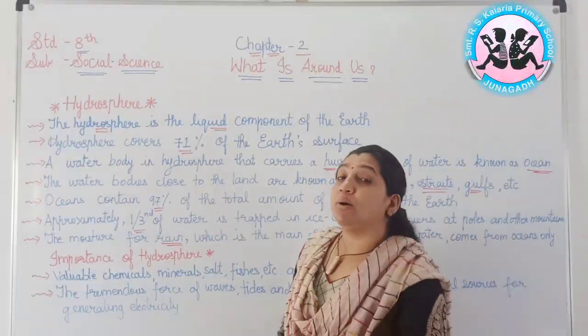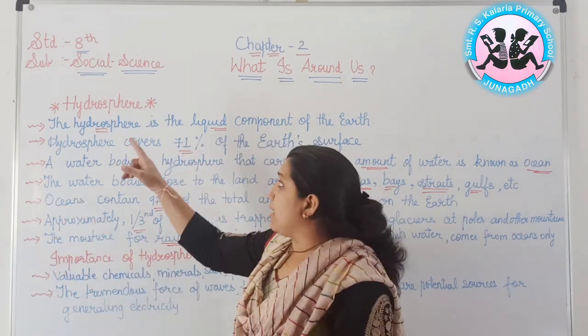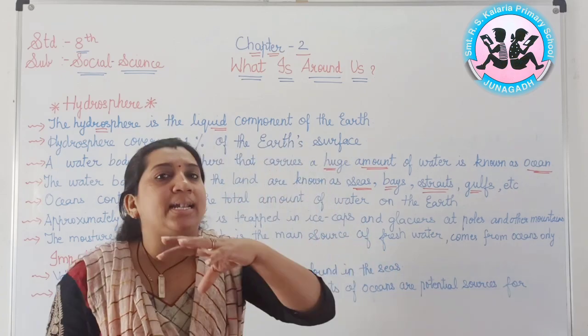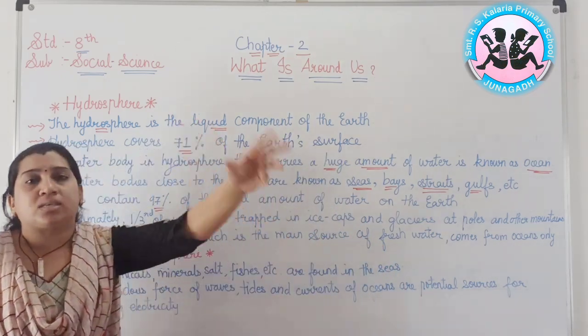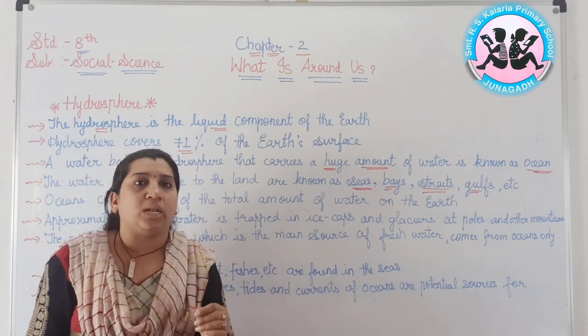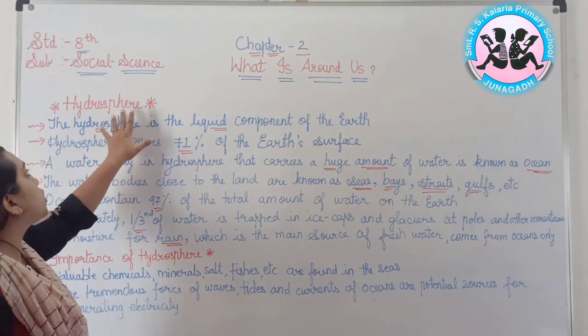Now let us study the next sphere. Already we have completed the lithosphere. Now let us study the hydrosphere. When the Earth got detached from the part of the sun, it got converted into the solid, which we have already discussed as the lithosphere. Now the liquid form, that is the hydrosphere.